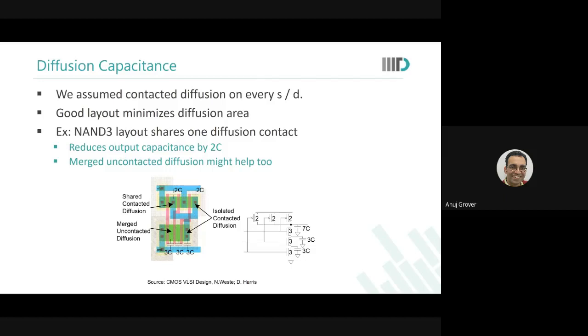We talked about the shared diffusion contact and how it can lead to reduced capacitances. There is another aspect where we have uncontacted diffusion, and in uncontacted diffusion, the capacitance is still lesser because the poly to poly spacing reduces. This we already started with in today's class itself. Am I right?